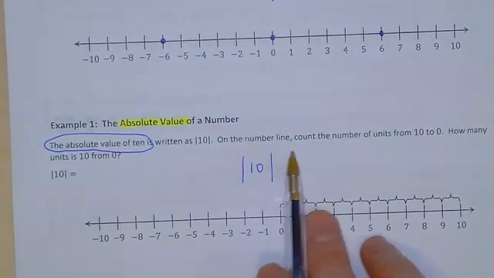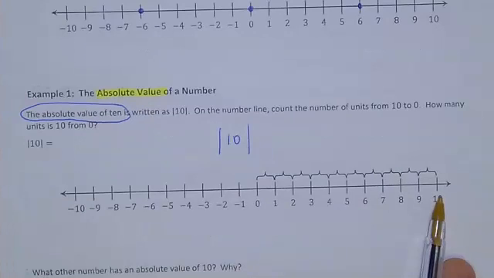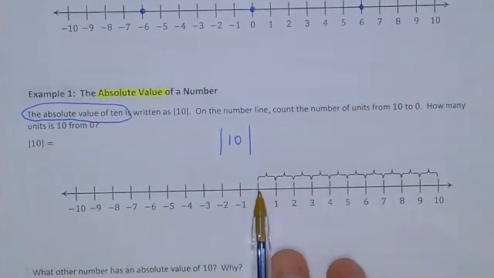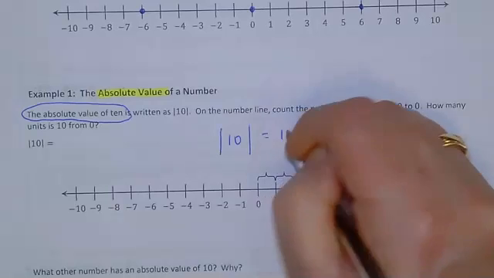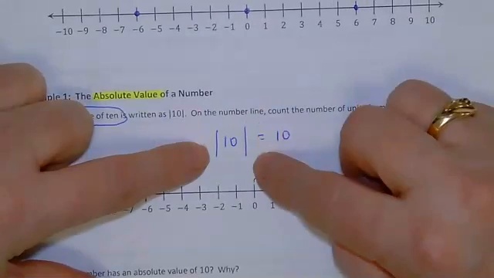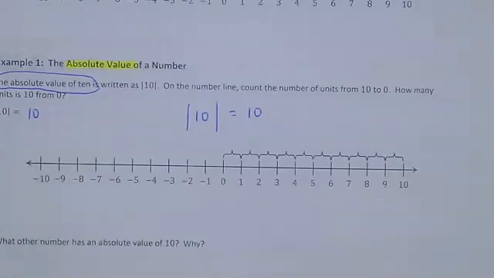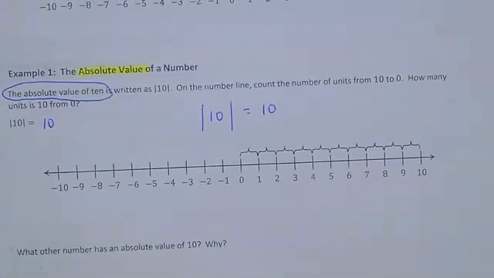So on the number line, count the number of units from 10 to 0. If we start here and we count over to 0, how many units did we move, Taylor? 10. Exactly right. So here's the answer. The absolute value of 10 is 10. It means that that is 10 spaces away from 0.